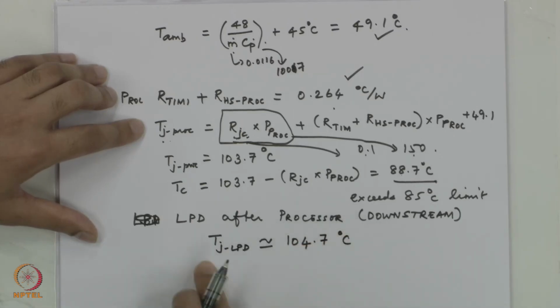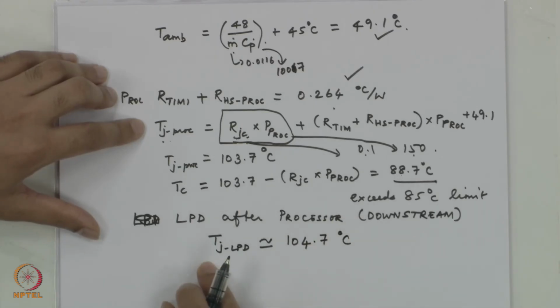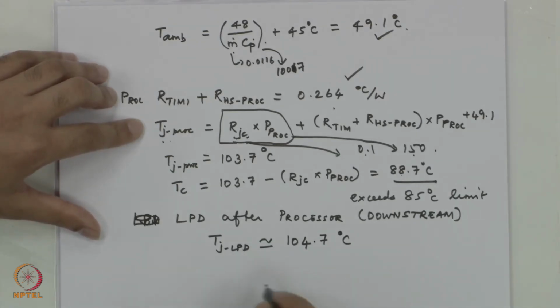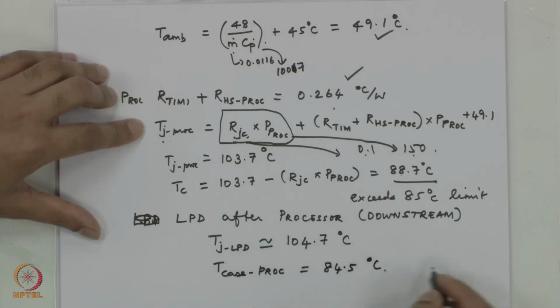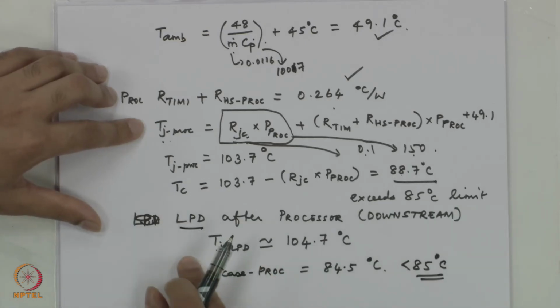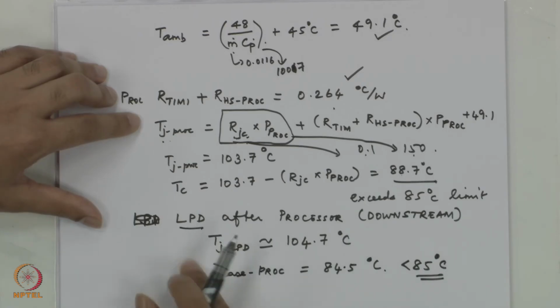Before calculating this junction temperature, one has to account for a temperature rise on the air side, because the processor dissipates 150 watts into the airstream. That junction temperature needs to be calculated, and the case temperature for the processor, if we calculate using the same procedure, turns out to be 84.5 degrees Celsius, which is less than 85 degrees, the maximum. So, it is best to put the low power device downstream of the processor rather than upstream of the processor.